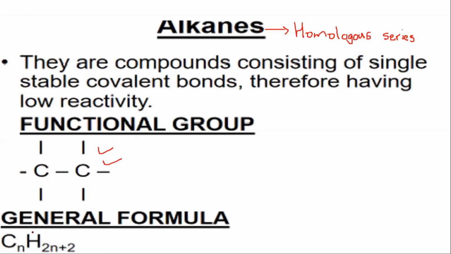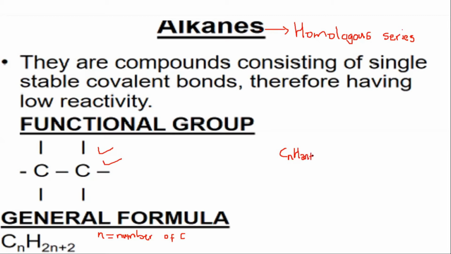Secondly, the general formula of alkanes is CnH2n plus 2, and the N there stands for the number of carbon atoms. Now, what does this teach me? It teaches me that if I were to draw an organic molecule, for example, with 1 carbon, and it is an alkane, in other words, an alkane with 1 carbon atom.